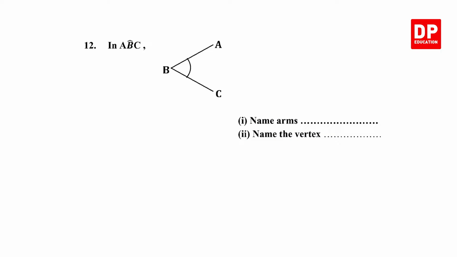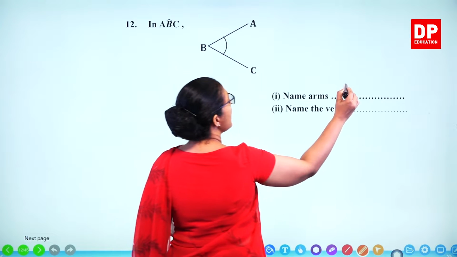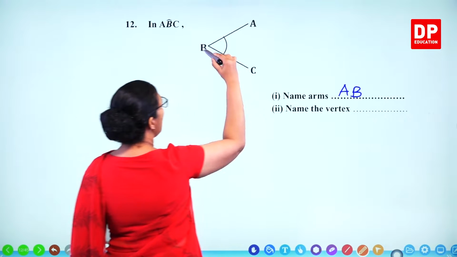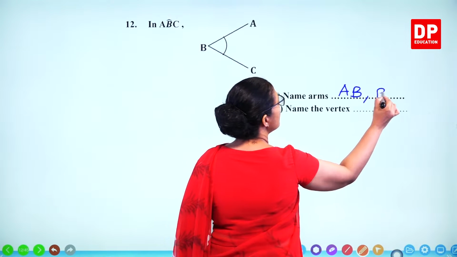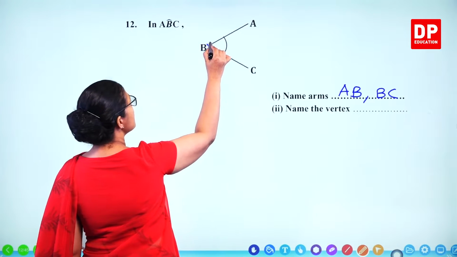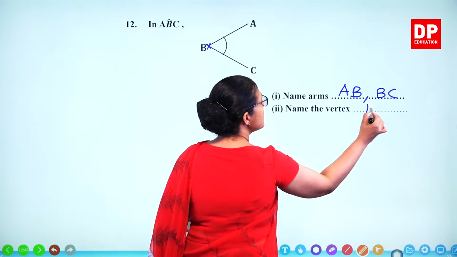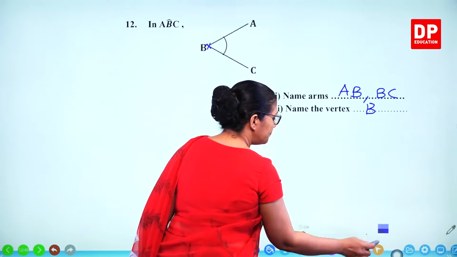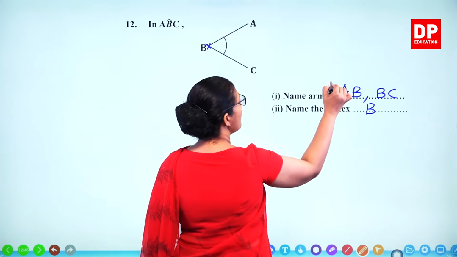In angle ABC, name the arms. Arms AB and then BC. And what's the vertex? Vertex is this point. Vertex is B. So you get 1 mark each.